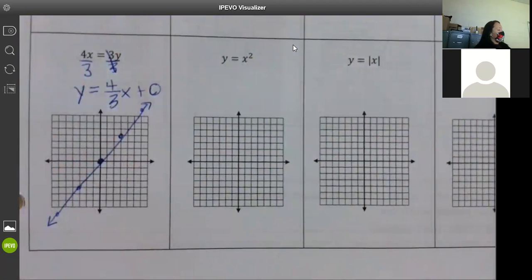Again, this is called a parent graph. It's called a parent graph because it goes through 0, 0. All of these started at 0, 0. They were not moved left, right, up, or down. We will get into those translations soon.